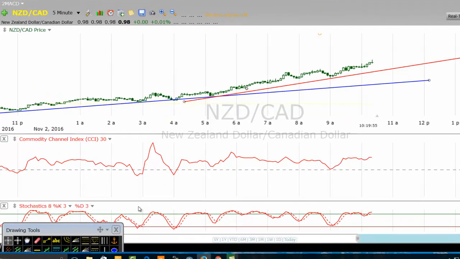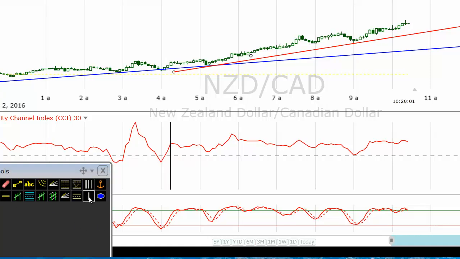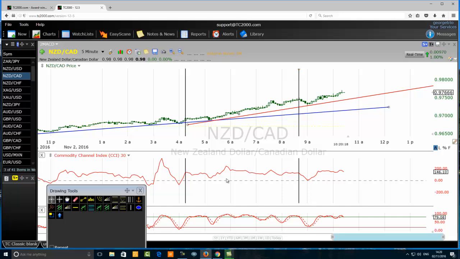So if I put two vertical lines to highlight this section where the CCI 30, or not 14, if you cannot change the setting of your CCI, it means that you need a new trading software. All right, you should be able to change the setting of your technical indicator. That is compulsory. You must be able to change the setting of your technical indicators.